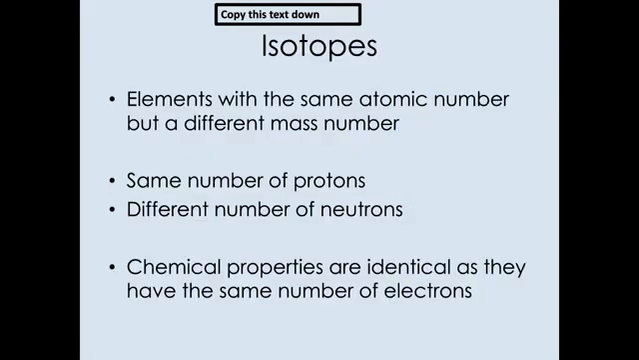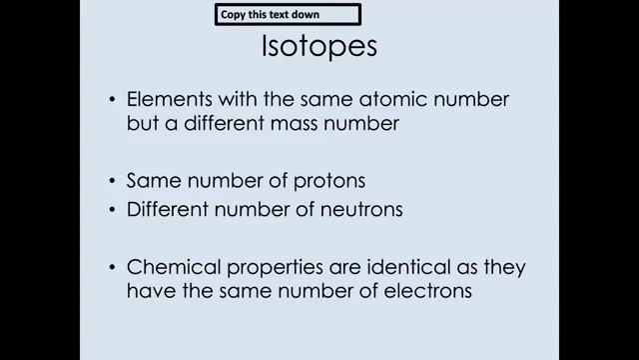Right, so we need to copy this text into our book. So what is an isotope? Every element has a different atomic number. So the atomic number, or the number of protons, is what defines it as being an element. So every carbon atom is going to have the same number of protons. Every hydrogen atom is going to have the same number of protons. Every fluorine atom is going to have the same number of protons. But they can have different mass numbers.